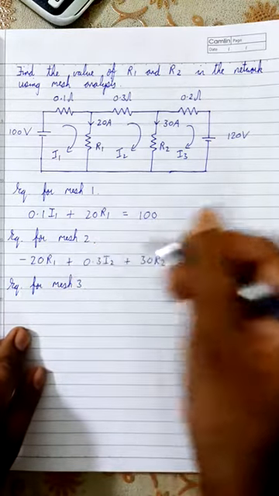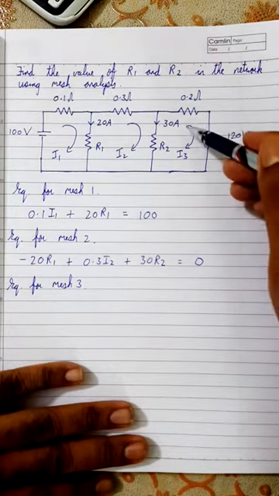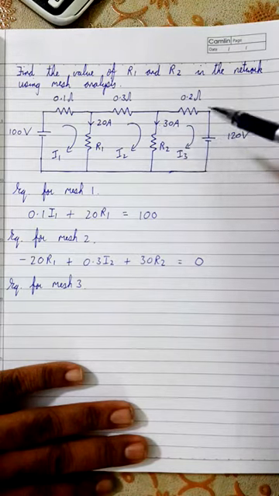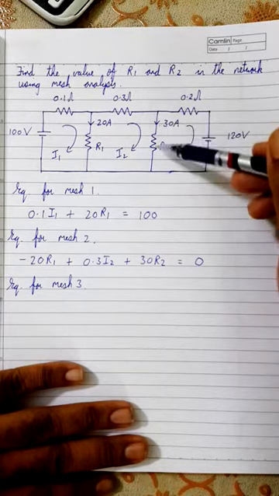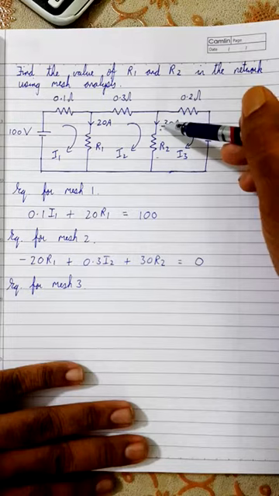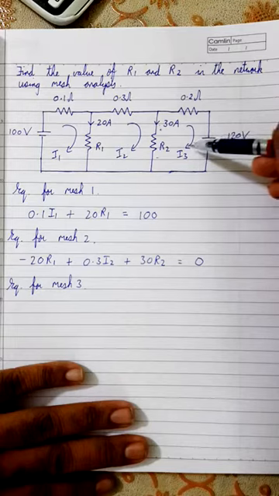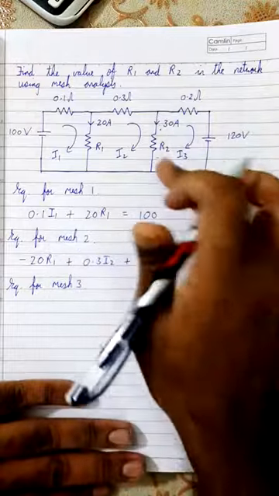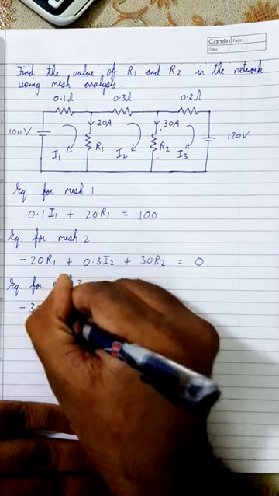Next, the equation for mesh 3. Here I3 is flowing opposite to that of 30 amperes, which means the potential difference is also opposite. Because according to this current, the potential difference is plus and minus. The current always flows from a higher potential to a lower potential, but the current that you assumed, I3, is flowing in the opposite direction of the potential difference, which means this is the voltage across R2 in mesh 3.